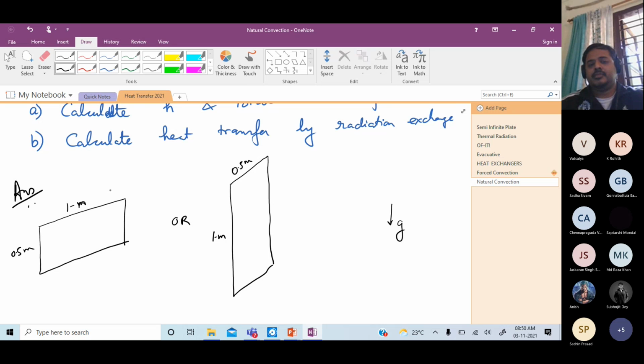The second one. Why? There is a chance the flow can be turbulent there. Very good. That's very nice. The flow can transition to turbulence, in which case my heat transfer coefficient will go up. My average heat transfer coefficient will also go up. Absolutely. That is one case.